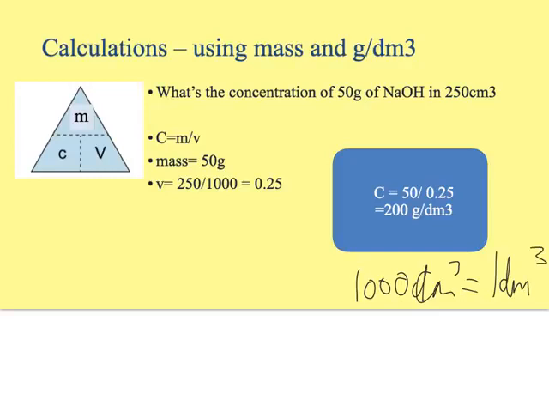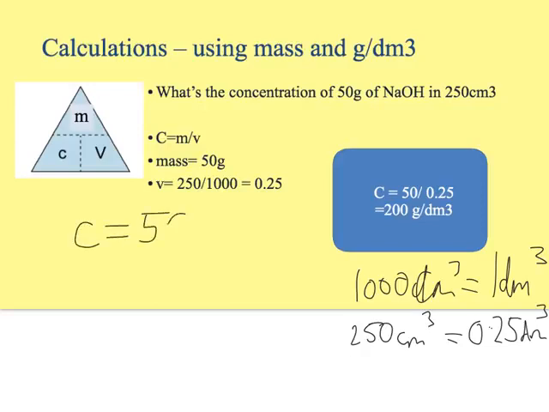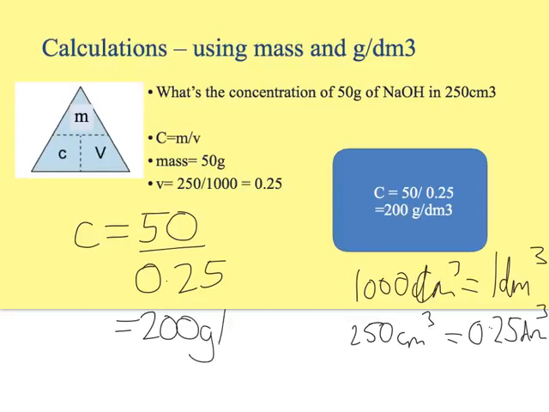So 250 centimetres cubed is 0.25 decimetres cubed. Okay, so fairly simple calculation at that point. Concentration equals 50 divided by 0.25, which comes out at 200 grams per decimetre cubed. As I said, I'd rather have you write this, but if you're not comfortable, then at least get the units right. Okay, 200 grams per decimetre cubed.